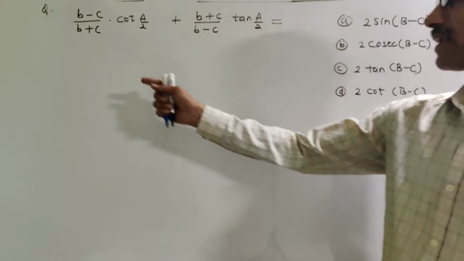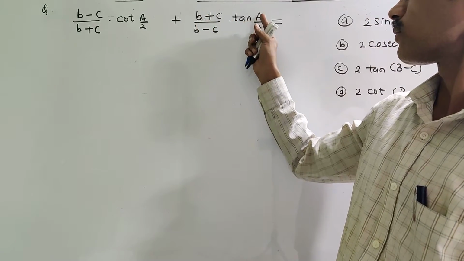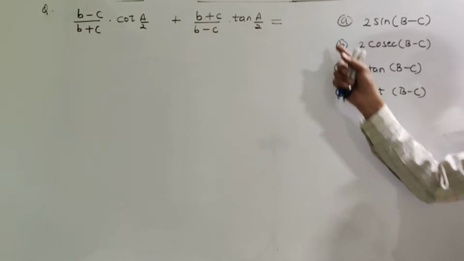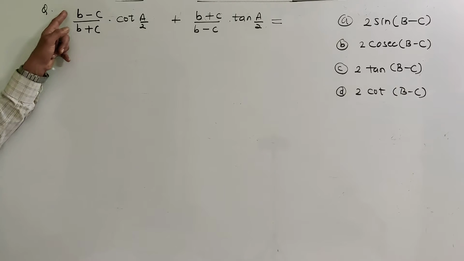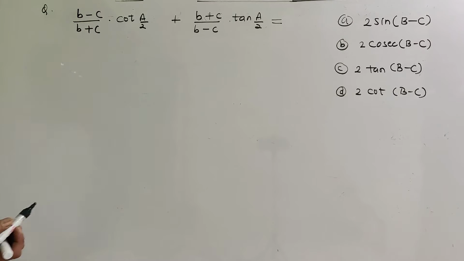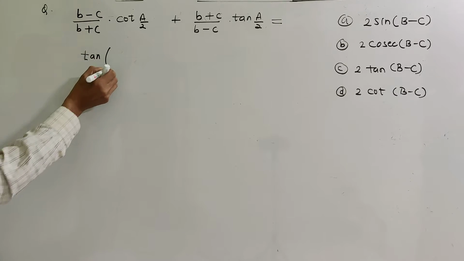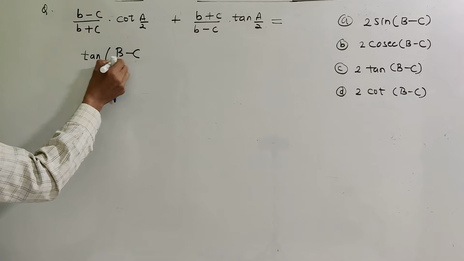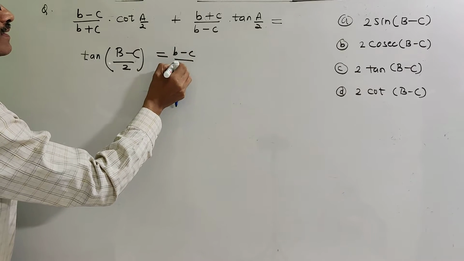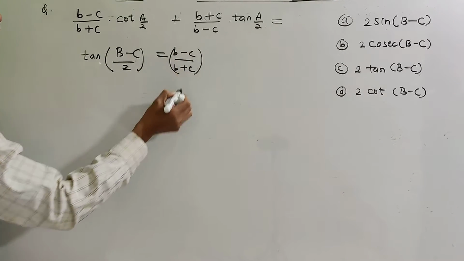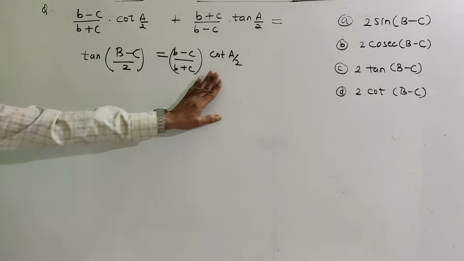Our question is: (b - c)/(b + c) cot (A/2) plus (b + c)/(b - c) tan (A/2) is what among these options? Here we have Napier's analogy: tan ((B - C)/2) = (b - c)/(b + c) cot (A/2). This is our Napier's analogy.